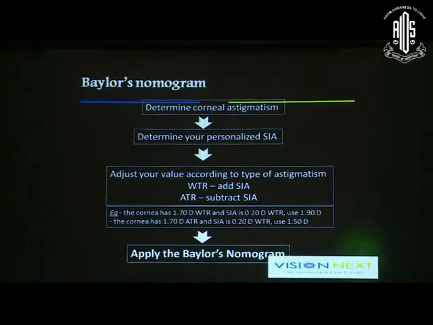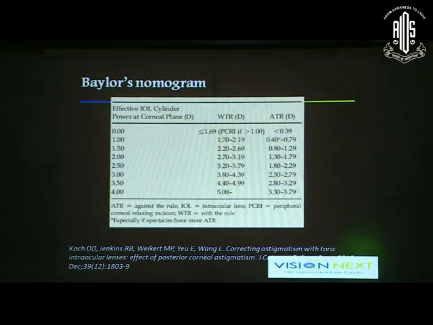Baylor's nomogram, as we know of, you have to just determine your corneal astigmatism. A little bit too much of mathematical, I will not go into details of that. You determine the corneal astigmatism, you personalize your A constant. Then whatever cylinder that you have, you either have to add your SIA to it or subtract it. Then apply the Baylor's nomogram. This is the Baylor's nomogram, which takes into consideration your posterior corneal astigmatism also and modifies your astigmatism.